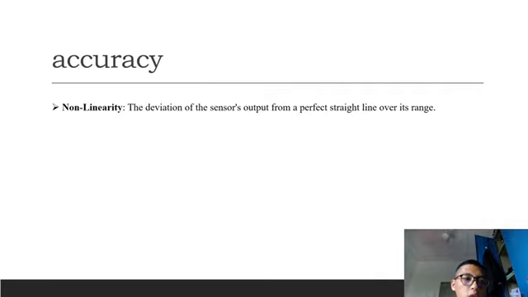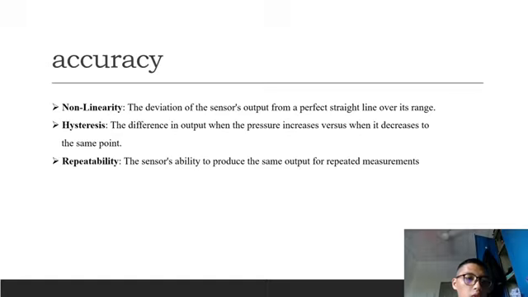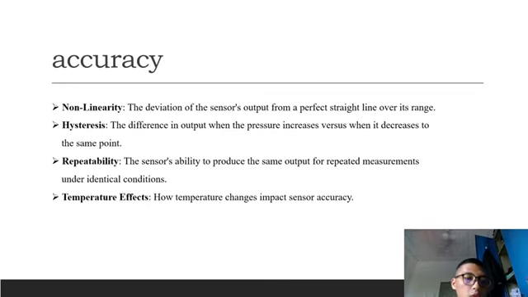So for the accuracy, first is nonlinearity, the deviation of the sensor output from the perfect straight line over its range. The second is hysteresis, the difference in the output when the pressure increases versus when it decreases to the same point. Third, repeatability, the sensor's ability to produce the same output for repeated measurements under identical conditions. Fourth, temperature effect, how temperature change impacts sensor accuracy.